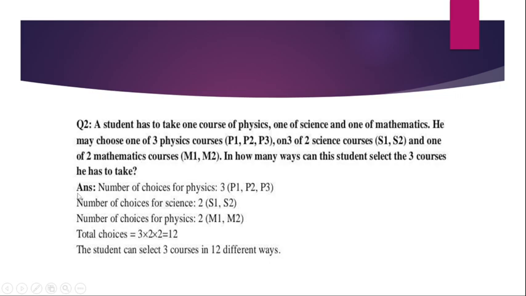The answer of this question is number of choices for physics as it given in the question, P1, P2 and P3. Similarly, number of choices of science subject, there are 2, S1 and S2. And the number of choices of maths, M1 and M2. So multiply these possibilities with each other as 3 multiplied by 2 multiplied by 2 is equal to 12. The students can select 3 courses in 12 different ways.